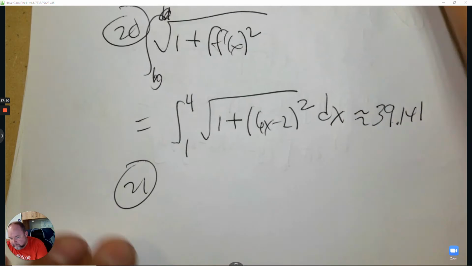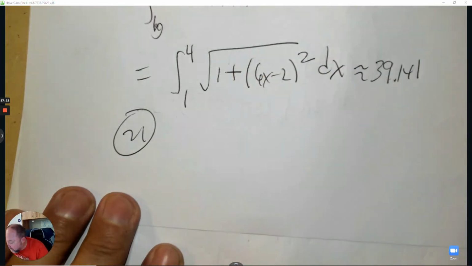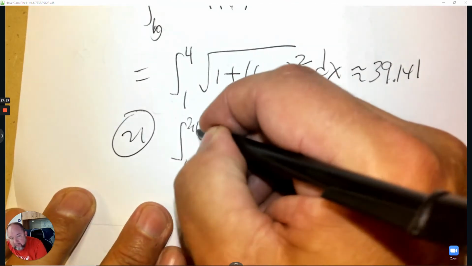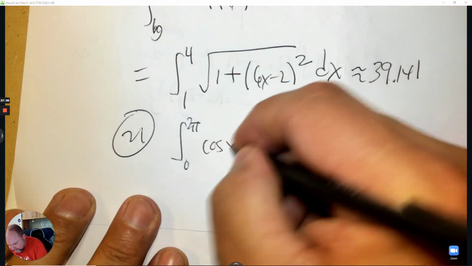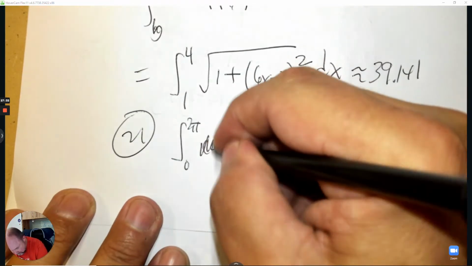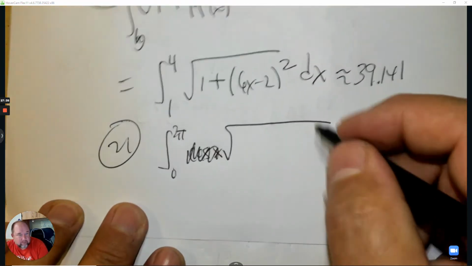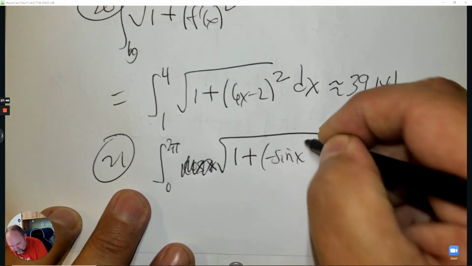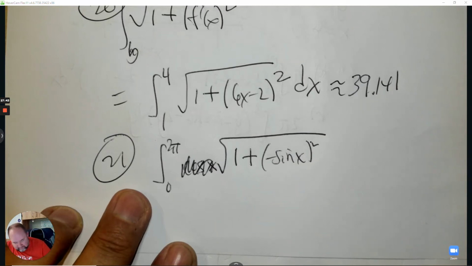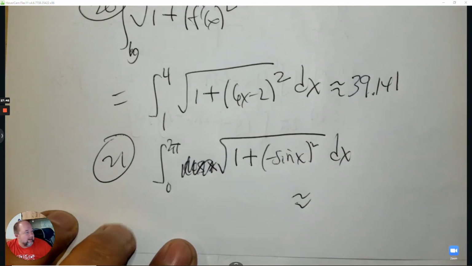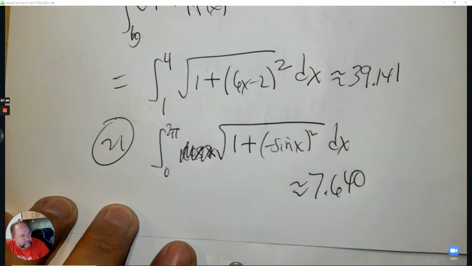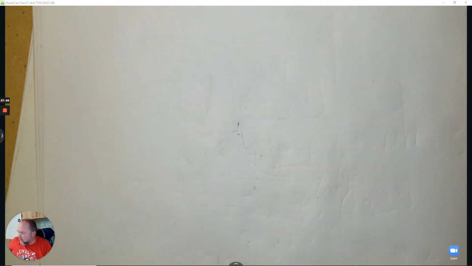21. Find the curve length of one complete cycle of y equals cosine x. So one cycle goes 0 to 2 pi of cosine x. The formula is square root 1 plus, what's the derivative of cosine? It's negative sine, and it's squared, so it doesn't really matter if it's negative. And then type that into your calculator. The length is 7.640. All right, now the rest of the review questions.